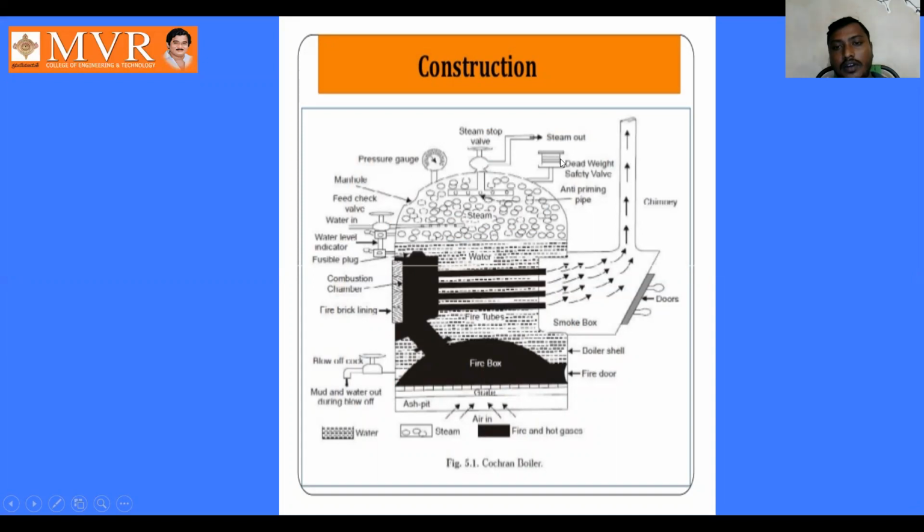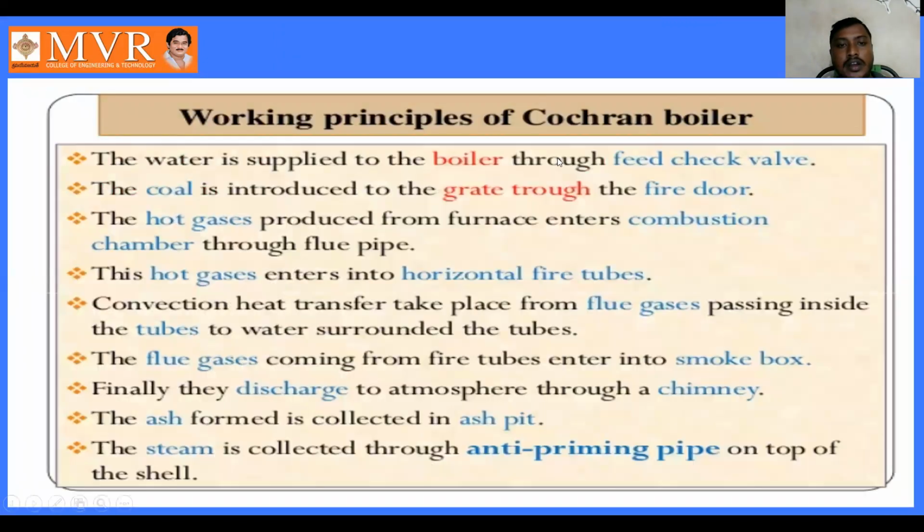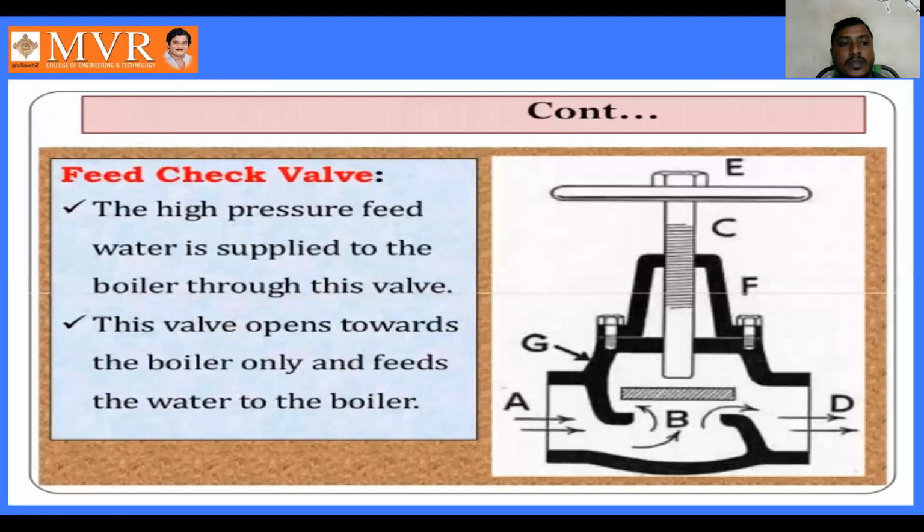Safety valve, the dead weight safety valve, we can observe here. And the feed check valve: the high pressure feed water is supplied to the boiler through this valve. We can observe the feed water which we are feeding into the boiler through this valve. This valve opens towards the boiler only and feeds the water to the boiler. By opening this valve, the feed water enters the boiler.